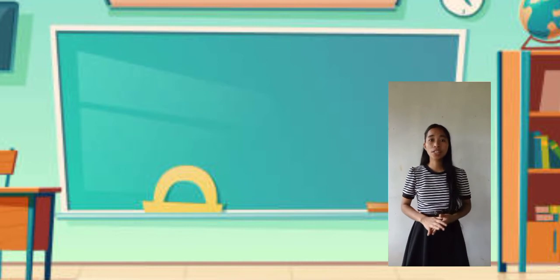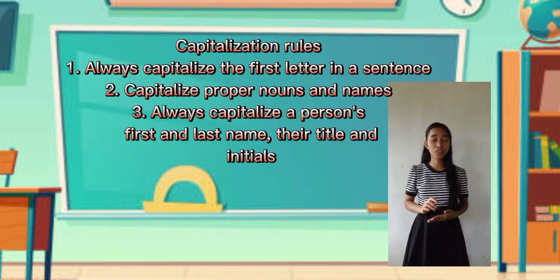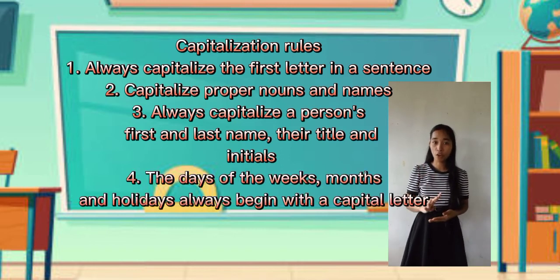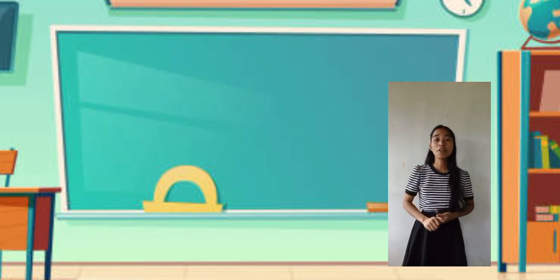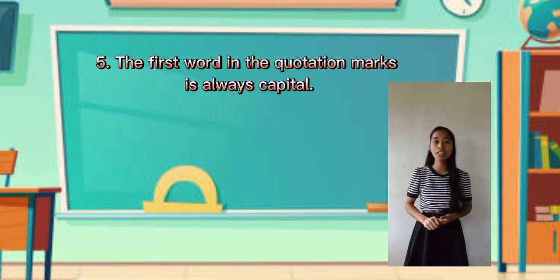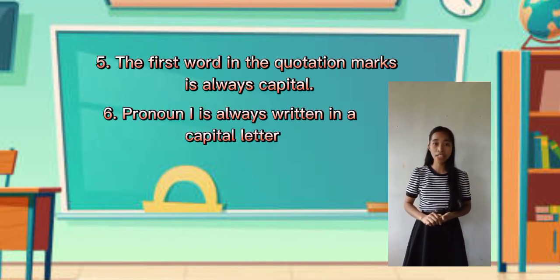So, these are the 6 capitalization rules. Number 1, always capitalize the first letter in a sentence. Number 2, capitalize proper nouns and names. Number 3, capitalize a person's first and last name, their title and initials. Number 4, the days of the week, months, and holidays always begin with a capital letter. Number 5, the first word in the quotation mark is always capital. Number 6, the pronoun I is always written in a capital letter.